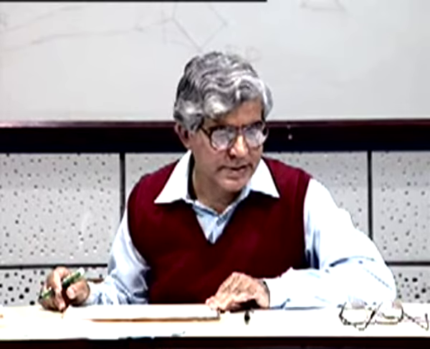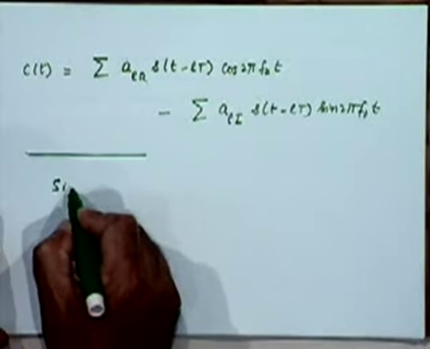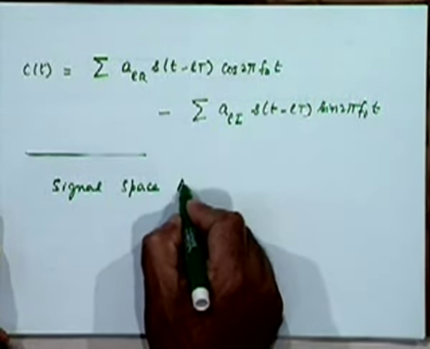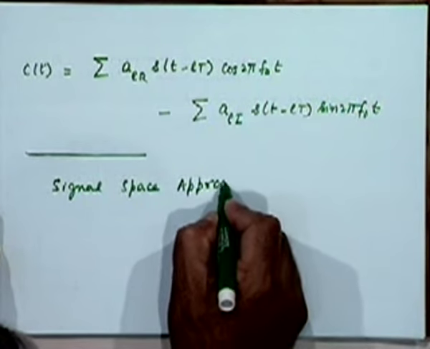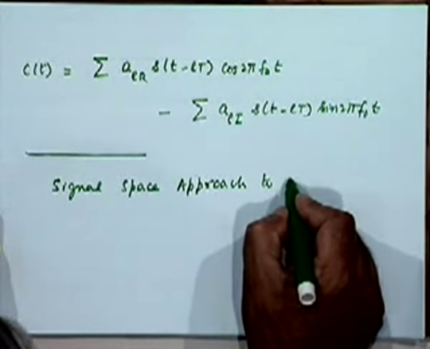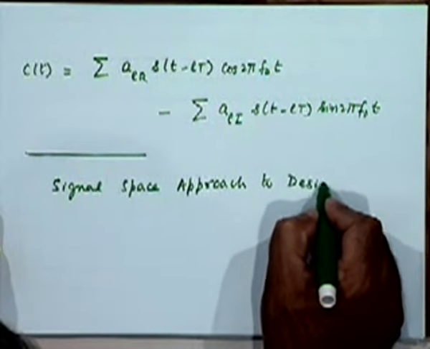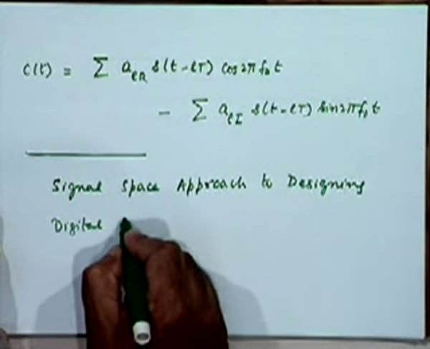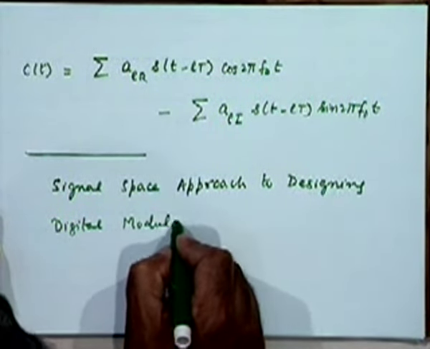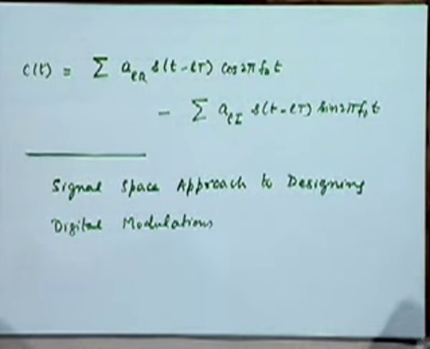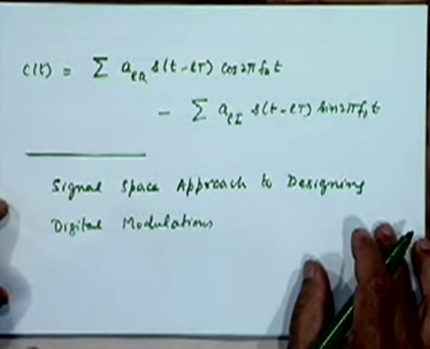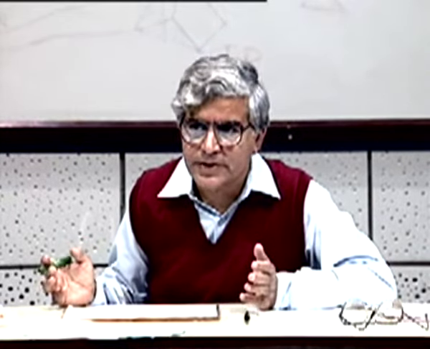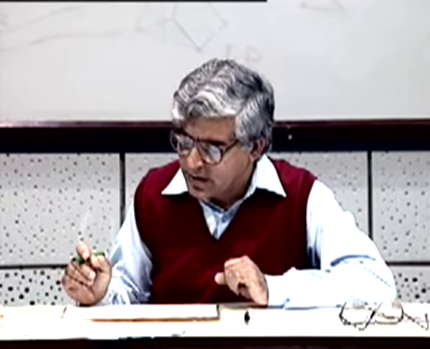But in general, one can think of higher dimensional abstract signal spaces in which to carry out digital modulation signal design, right? So there is a whole subject of signal space approach to designing digital modulations. Which will help us in the two-dimensional case to design a good constellation, and this kind of theory will also help us to possibly give digital modulations in higher dimensional spaces, which I am not going into at the moment.